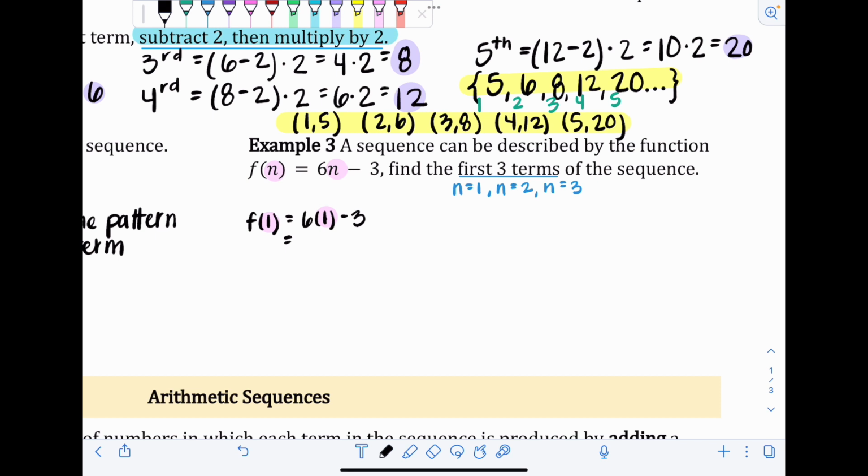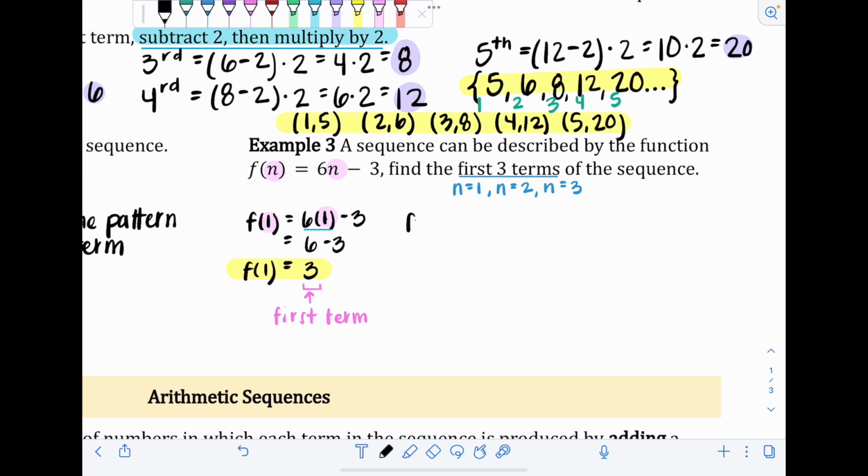So 6 times 1 is 6, and then minus 3. Remember, we simplify multiplication before subtraction. Then 6 minus 3 is 3, so f of 1 is 3. That would be the first term in the sequence. I'm going to leave a note that 3 is the first term because we found f of 1 and n is the term number. So 3 is the first term, and then we'll repeat that process to find the second and third terms.